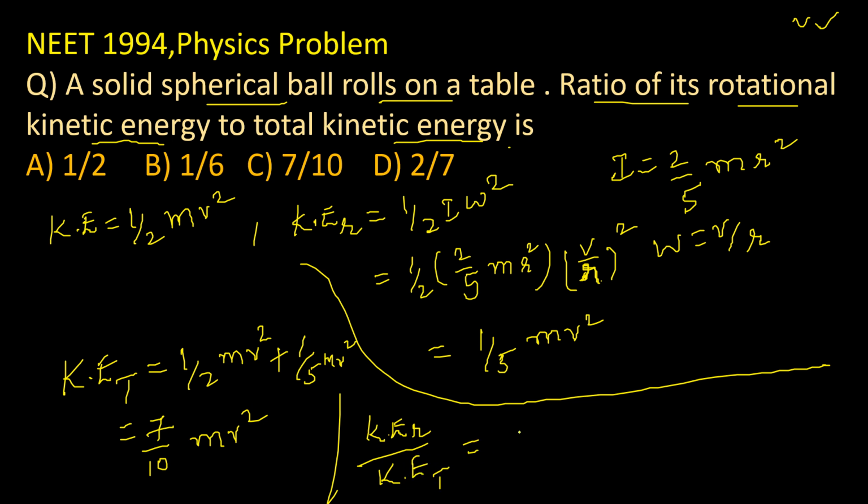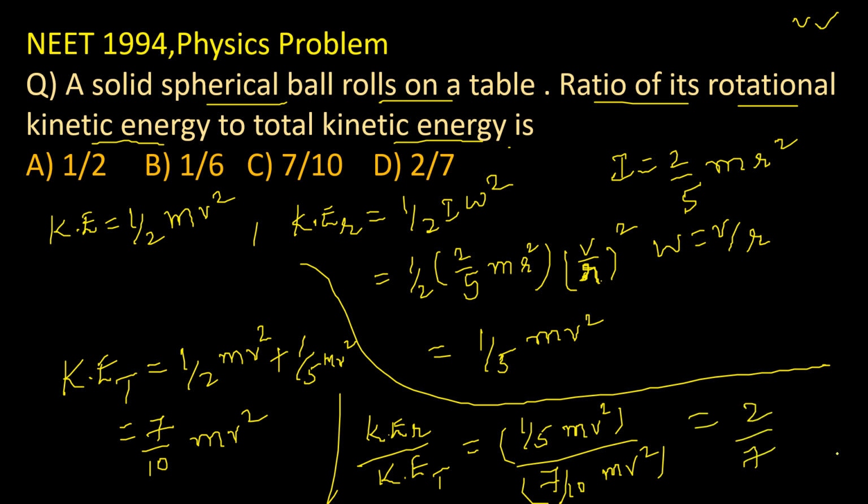So now if you do it, 1 by 5 mv square divided by 7 by 10 mv square, you will get the answer 2 by 7. So this is the answer.